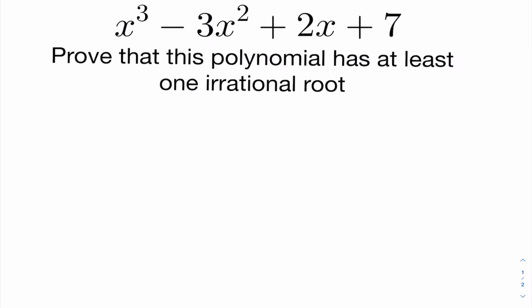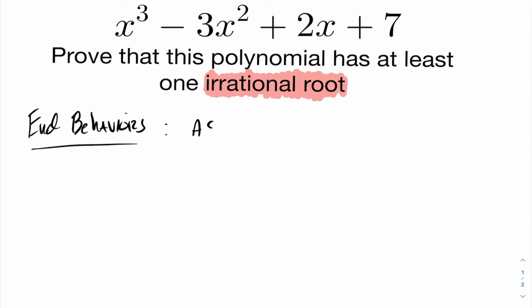In the following example, they give us a degree 3 polynomial, and they want us to show that this polynomial has at least one irrational root. And the key word here is irrational. If we examine the end behaviors of this polynomial, we can quickly see that it has to have a real root. To see this, notice the following.